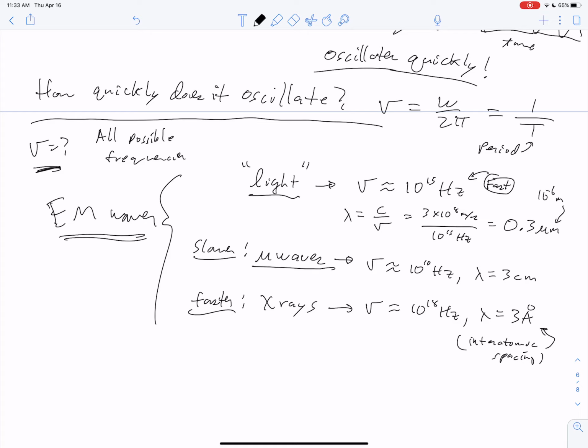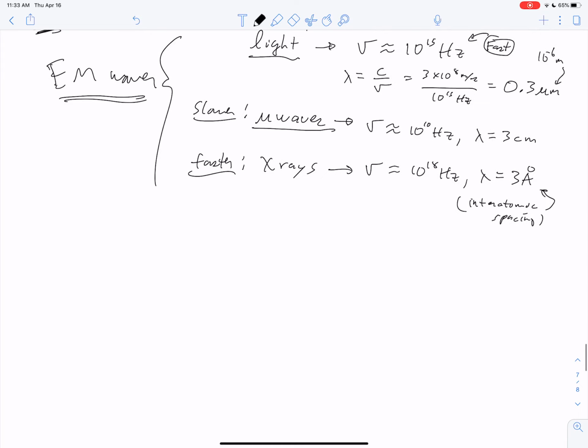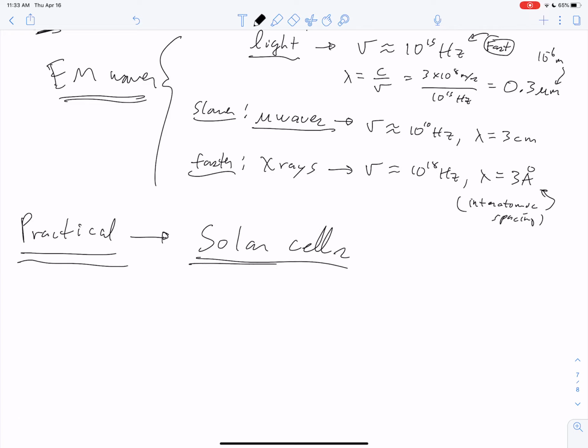Okay, but from a practical point of view, let's talk about something practical. Something very practical is, for example, solar cells. We want to know how much energy I'm absorbing in my solar cell. When we talk about the energy absorbed by a solar cell, it's not useful to think of the time dependence. What we want to know is the average power absorbed by a solar cell. What is that average power?